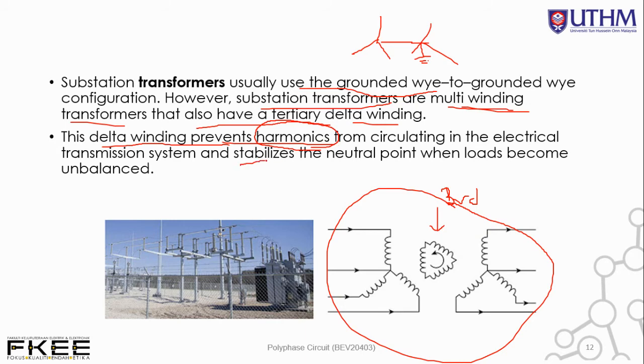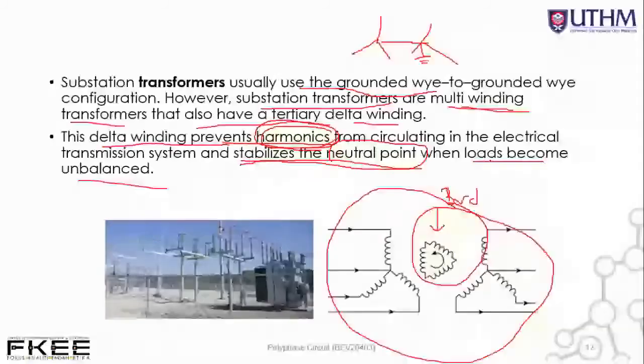This is also to stabilize the neutral point when loads become unbalanced. So the third winding is very helpful when we come to harmonics issues and stability of the neutral point whenever loads become unbalanced. When loads become unbalanced, perhaps there is a failure in one of the lines, for example this transmission line falls into ground and is grounded.